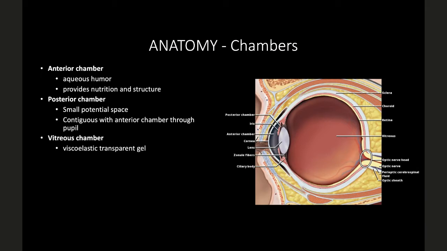So the anterior chamber has the aqueous humor. What is the purpose of it? It provides nutrition, and it also gives shape and structure to the globe. The posterior chamber is just the small one. So the vitreous is posterior segment, whereas the posterior chamber itself is just a small potential space. It is continuous with the anterior chamber through the pupil. And then you have the larger vitreous, a viscoelastic transparent gel.